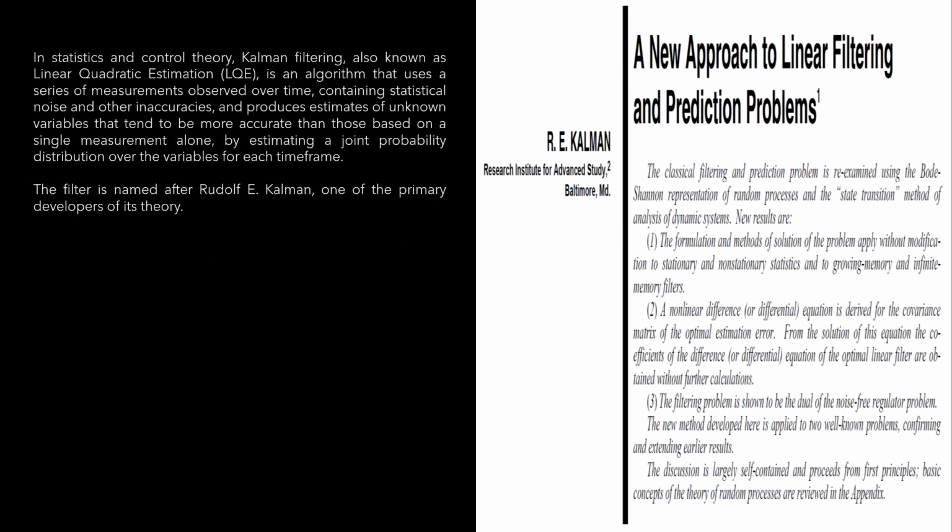In statistics and control theory, Kalman filtering, also known as linear quadratic estimation, is an algorithm that uses a series of measurements observed over time, containing statistical noise and other inaccuracies, and produces estimates of unknown variables that tend to be more accurate than those based on a single measurement alone, by estimating a joint probability distribution over the variables for each time frame.